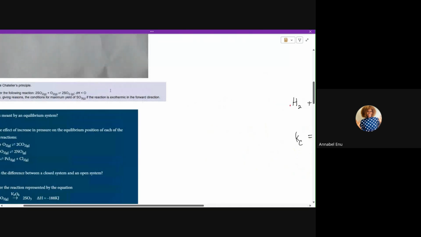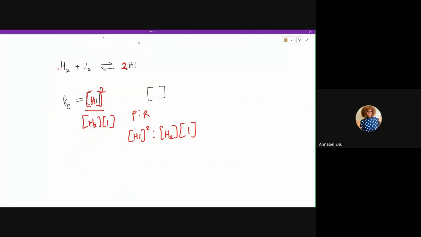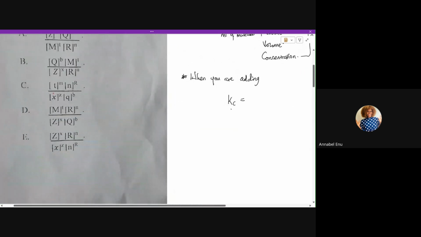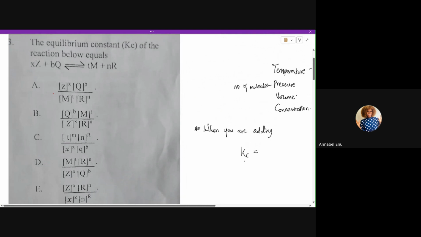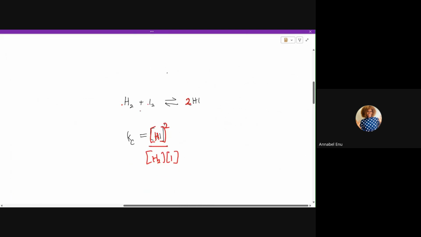So having said that, do you understand, Melody? Yes, ma'am. At the end of the day, we ought to begin with the product at the top and the reactant at the bottom. They should be either in the gaseous or aqueous state. Now, if we have any product that is not gaseous, that is, if we have a solid or a liquid, we don't include it in the equilibrium expression. We don't involve it here.